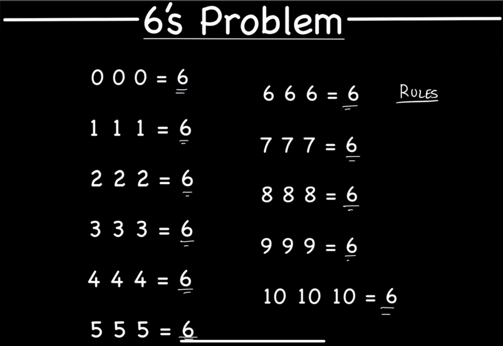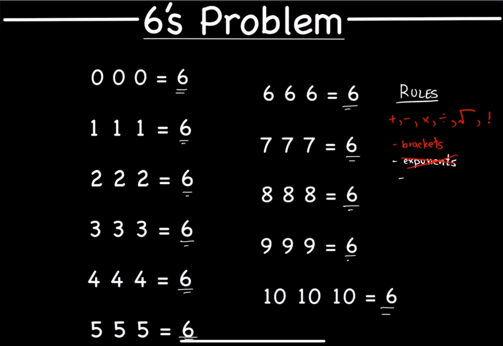The only operations we are allowed to use are addition, subtraction, multiplication, division, square root of, and factorial. We are also allowed to use brackets, but we are not allowed any exponents. So exponents are not allowed, meaning we cannot raise a number to its power.